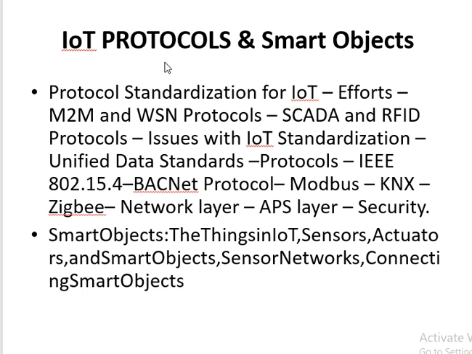So in IoT protocols and smart objects: protocol standardization for IoT efforts, M2M and WSN protocols, SCADA and RFID protocols, issues with IoT standardization, unified data standards, protocols, IEEE 802.15.4, BACnet protocol, Modbus, KNX, ZigBee, network layer, and APS layer, and security. When it comes to smart objects, the things in IoT: sensors, actuators, and smart objects, sensor networks, connectivity, connecting smart objects.